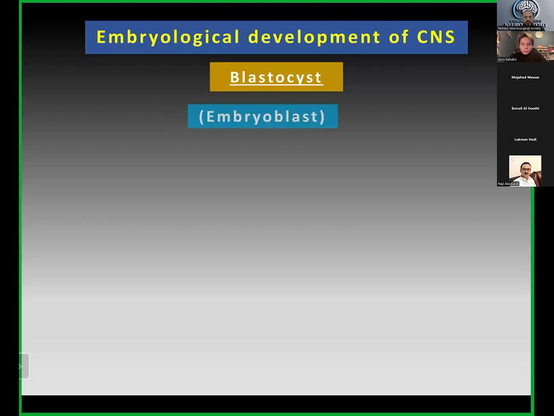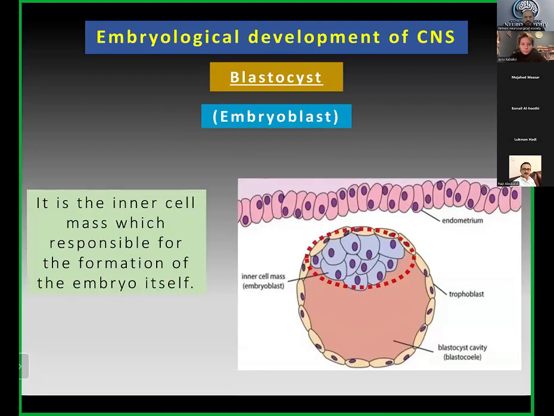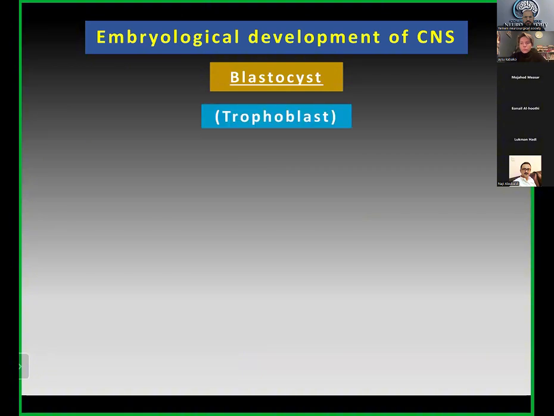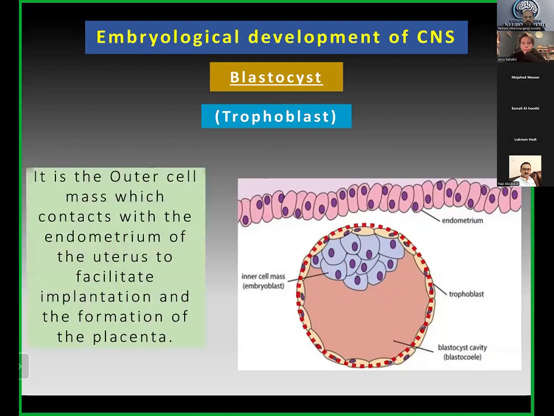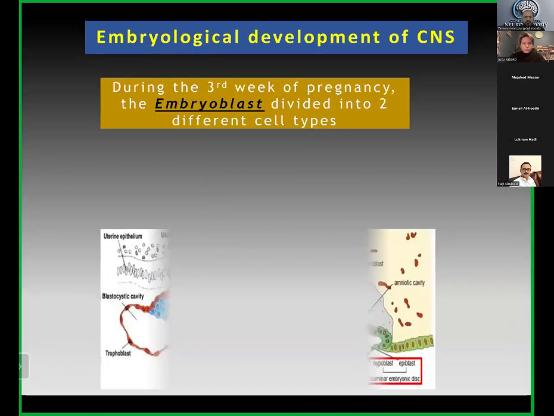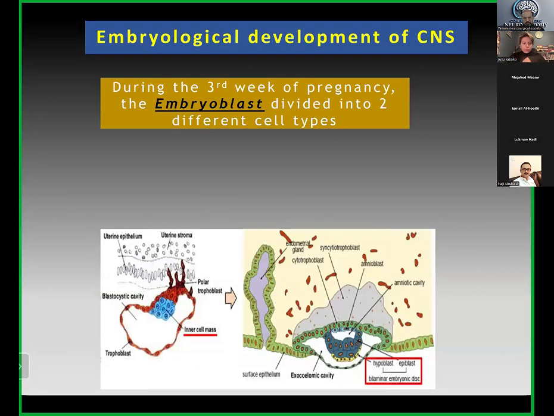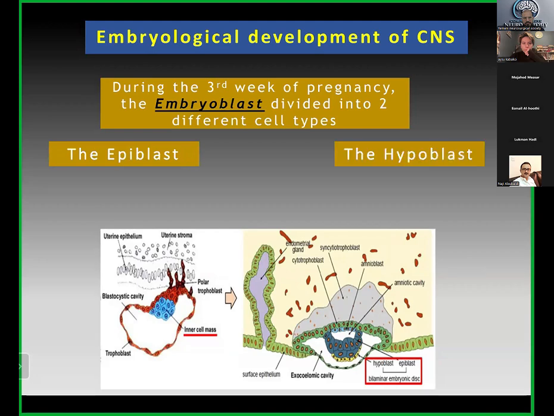So, as we talked before, the embryoblast forms the embryo and the fetus, and this outer layer is the trophoblast, which will form the placenta later on and penetrate the uterus. The embryoblast, at the third week of pregnancy, will undergo more differentiation to two types of cells: the epiblast and the hypoblast, as we saw here in this diagram.